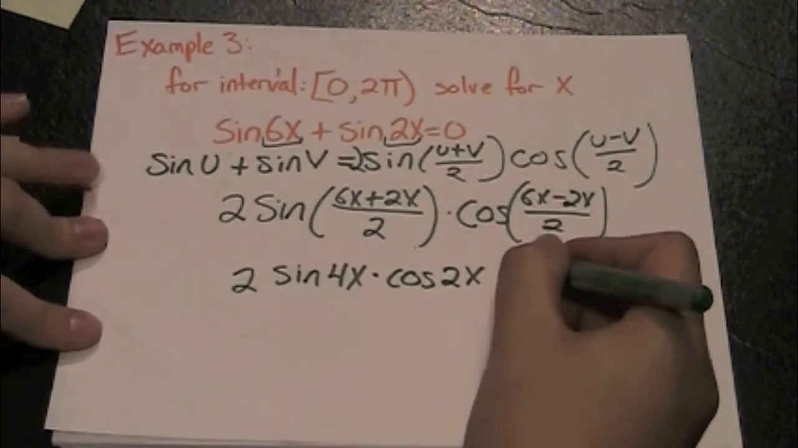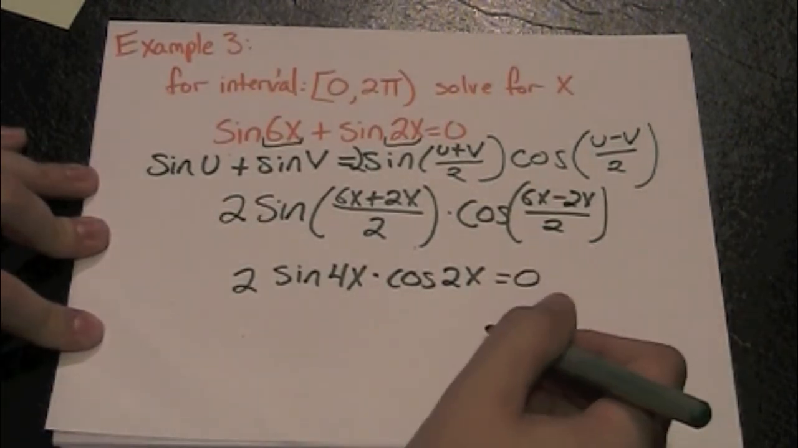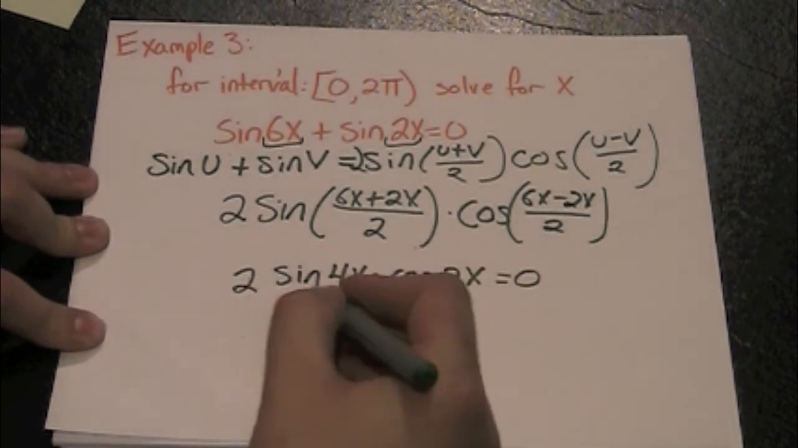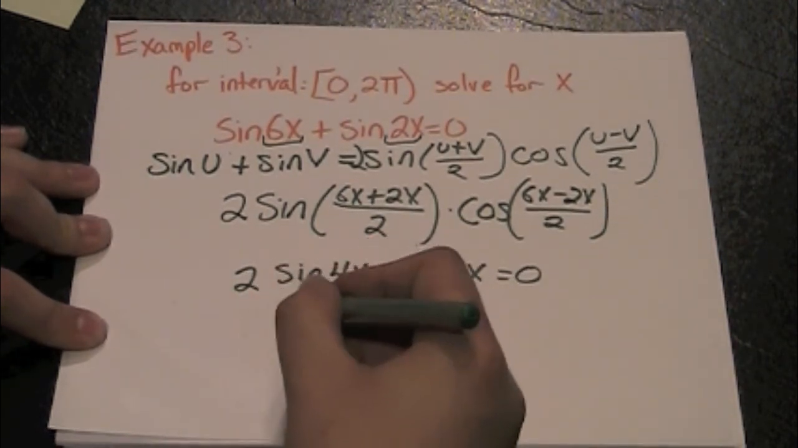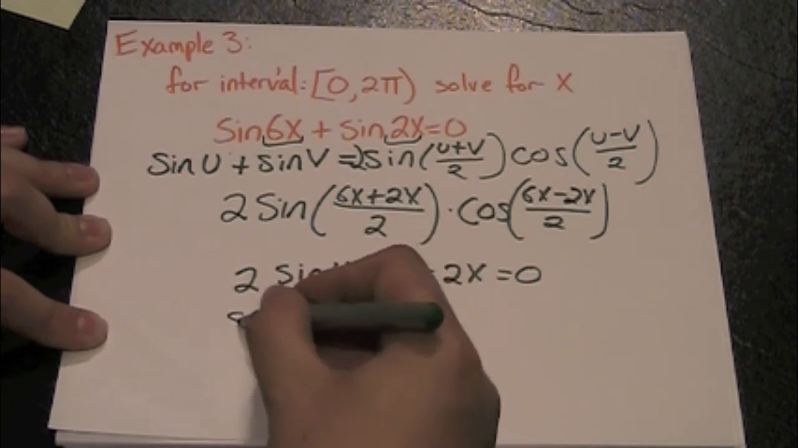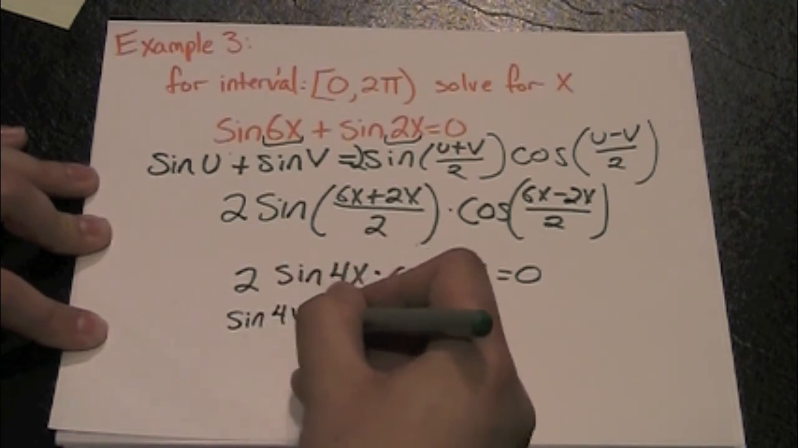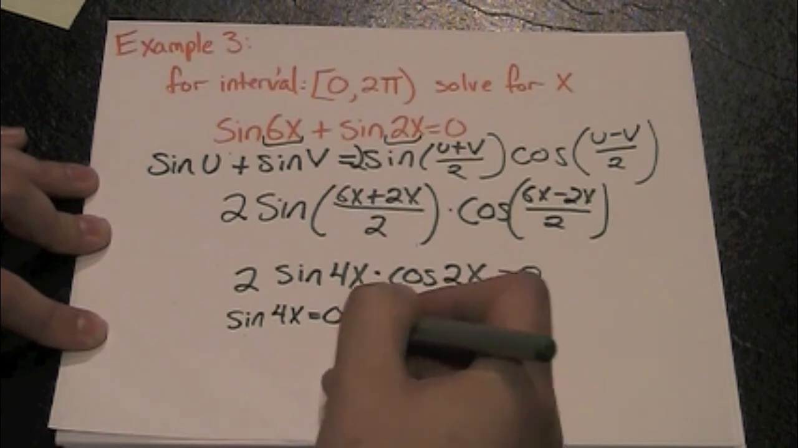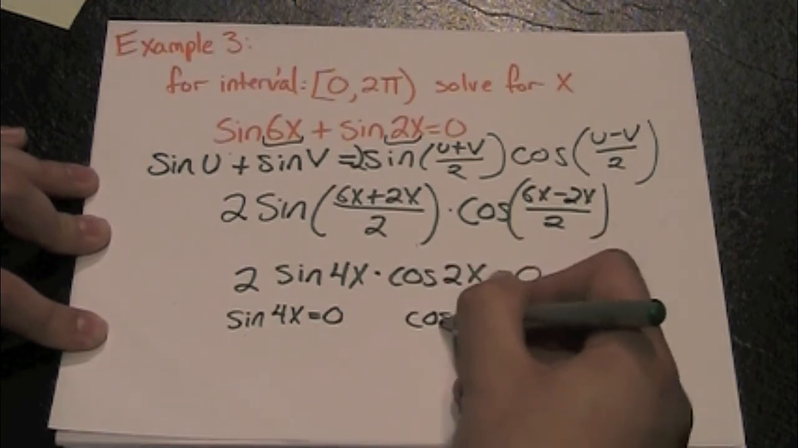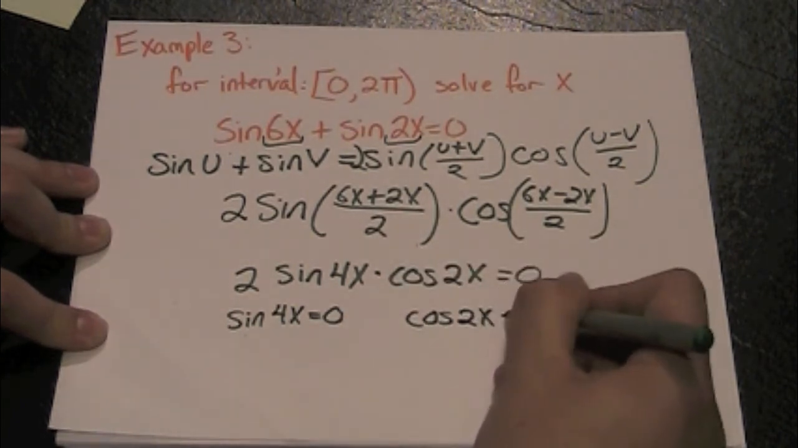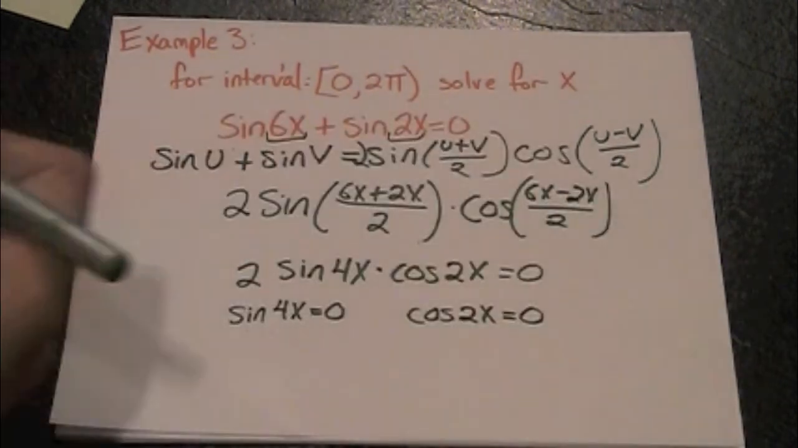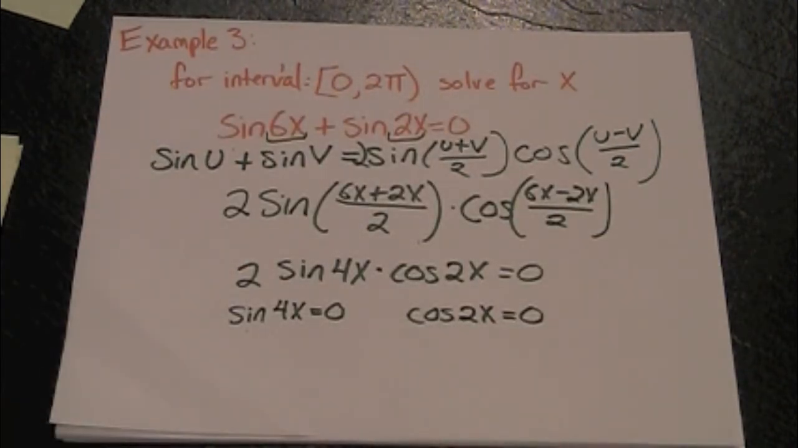Which equals 0. Since we have this set up as a product now, I know that either sine of 4x equals 0 or cosine of 2x equals 0. And what we're looking for are any values between 0 and 360 or 0 and 2 pi that will make either of these true.